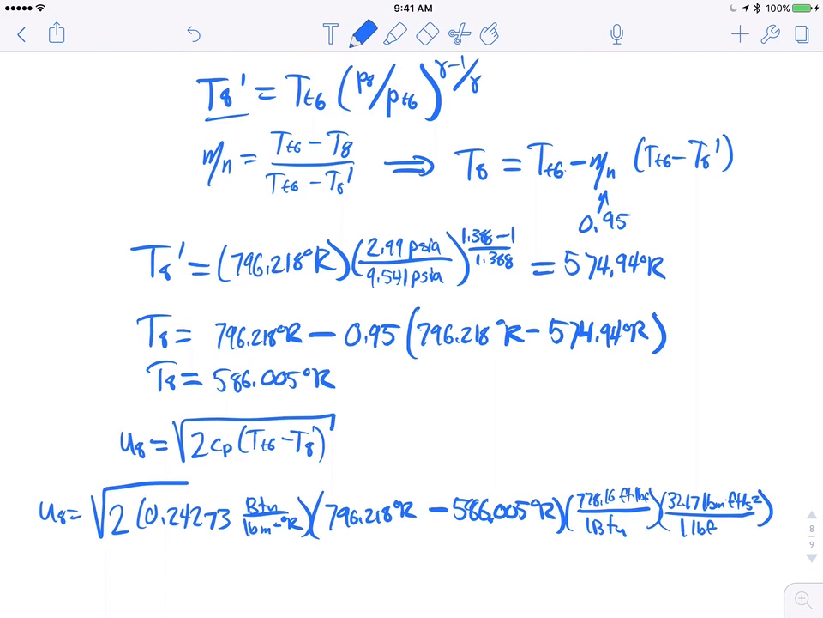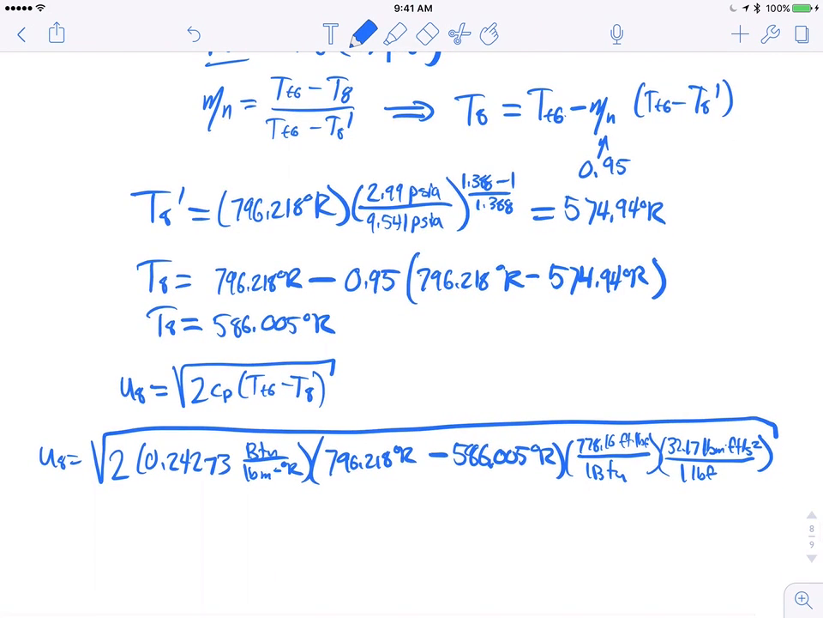And of course this all is under the square root. Just checking our units here, of course the degrees Rankine will cancel out, our BTUs are going to cancel out, we get rid of our pounds force here, and we're also getting rid of our pounds mass. So we'll be left with, again, feet squared per second squared, which is what we want. That'll give us our U8 is equal to 1602 feet per second.